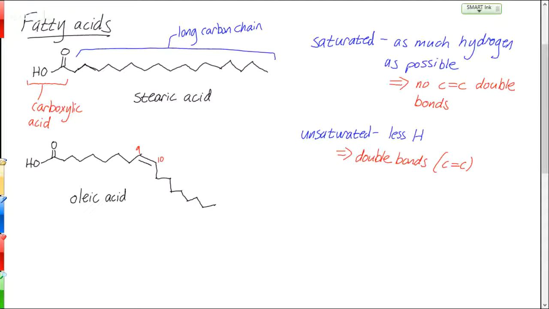So there are actually 2 types of unsaturated fatty acids: monounsaturated and polyunsaturated. Mono meaning one and poly meaning many. So a monounsaturated fat has 1 double bond. A polyunsaturated fat has more than 1 double bond.